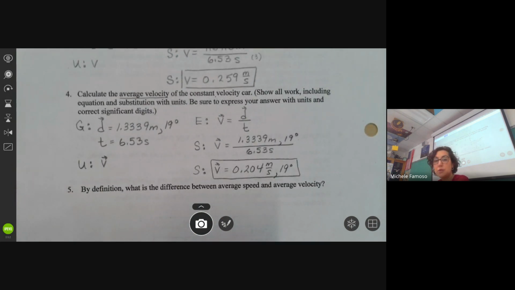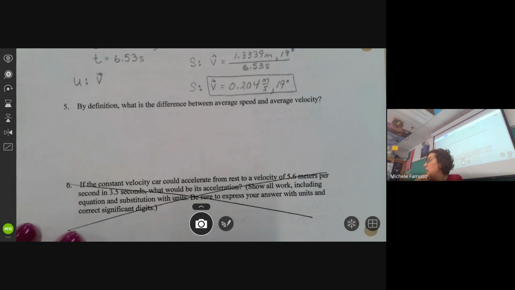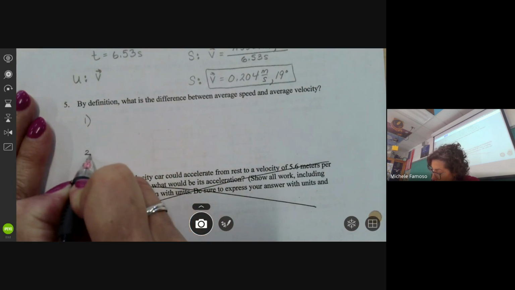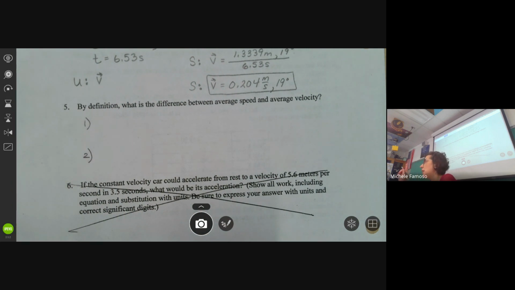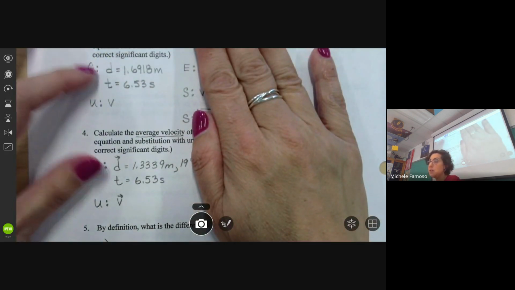Okay, let me walk you through number 5. Number 5 says, by definition, what's the difference between an average speed and an average velocity? Now, I'm going to tell you there are 2 differences between them. What you're going to have to do is figure out what those 2 differences are. I'm not going to tell you what they are, but I'm going to give you a big hint. The first difference comes from your givens. Look at the givens.